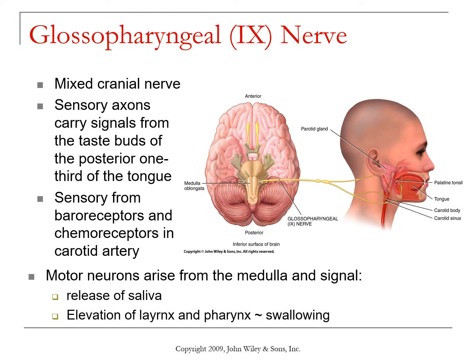The glossopharyngeal nerve is also motor. It contains autonomic motor fibers that extend to the salivary glands to stimulate the release of saliva, or salivation. That was another common function with the facial nerve. And it contains somatic motor neurons that signal the muscles of the larynx and pharynx for swallowing.